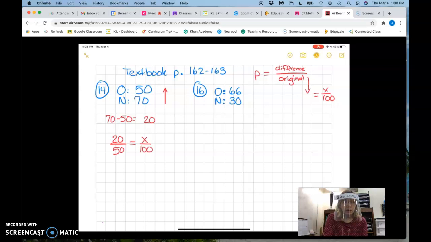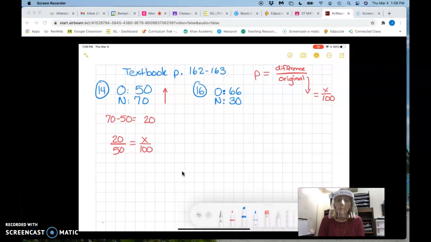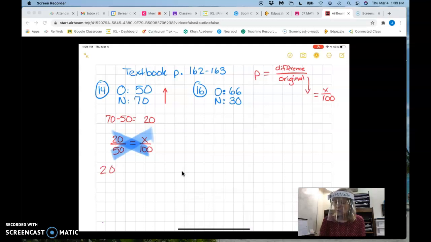No, my brain is not cooperating with my hands today. Okay, so once we get to this point, what do we have to do? Cross multiply. Good. So 20 times 100 is what? 2,000. And 50 times x? 50x. And now I do what? Divide by 50 on both sides. Good. And cross out the 50.